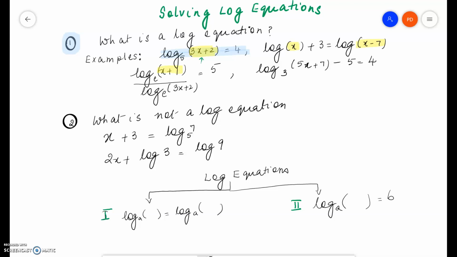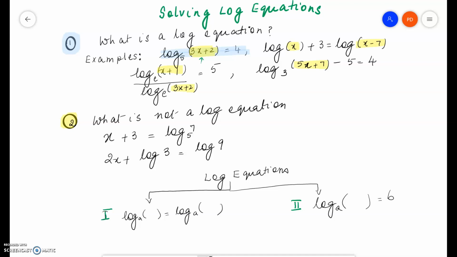Here again, we have log of a function of x. So we need to see an x inside the log function. So we have a log of 3x plus 2. So this is again a logarithmic equation. Look at the last one, log of 5x plus 7. We could have anything outside, but there has to be at least one term with log of a function of x.